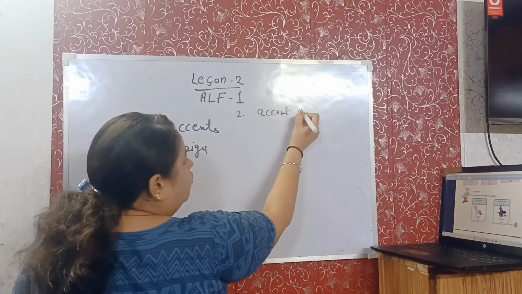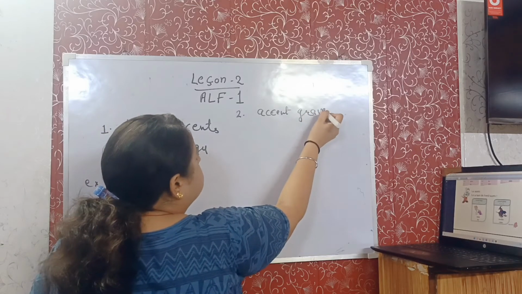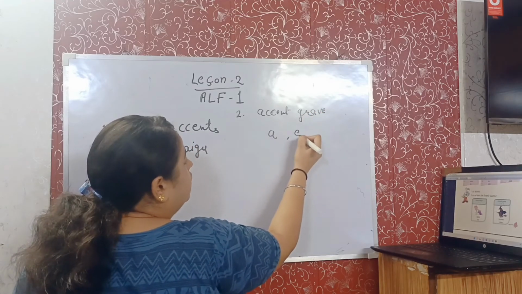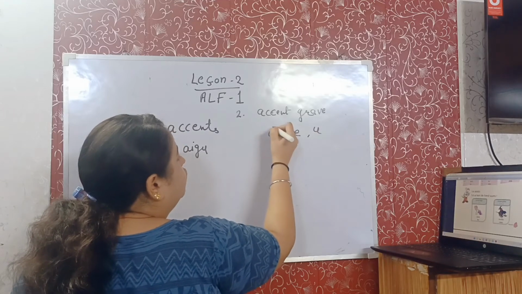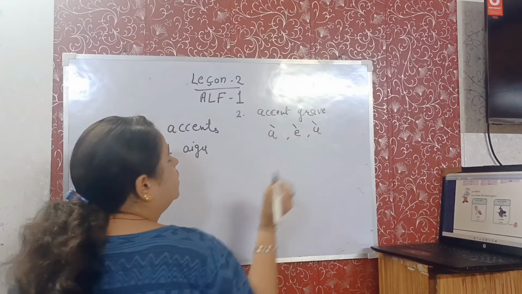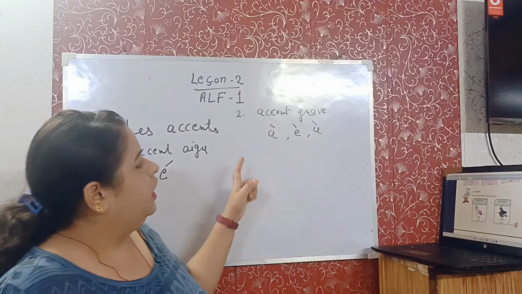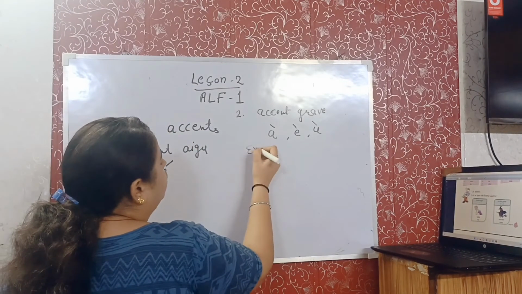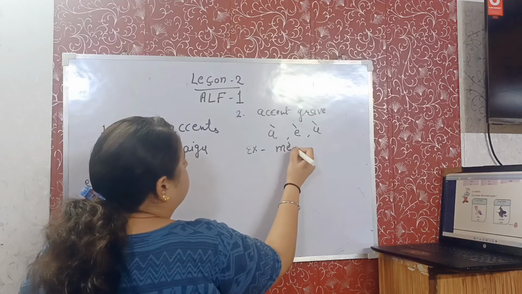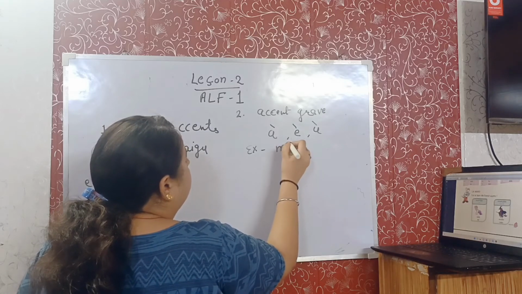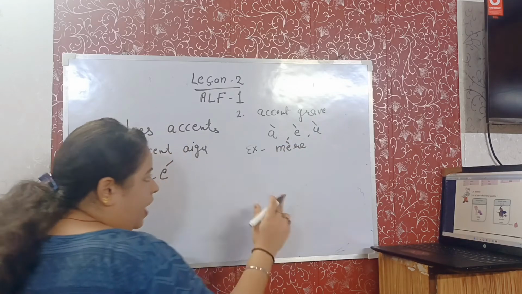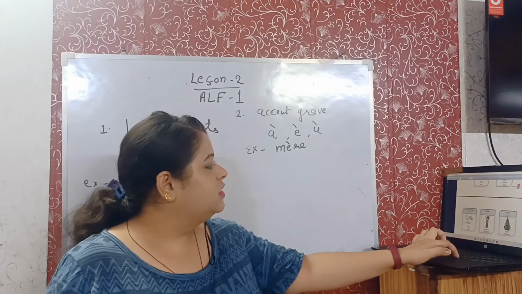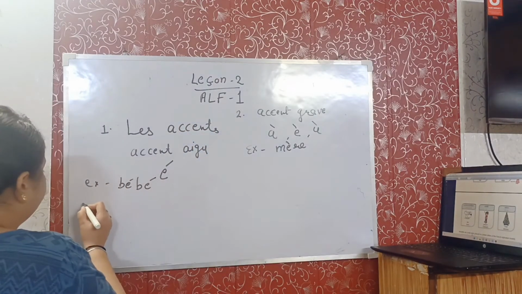The second accent is accent grave. Accent grave comes on A, E and U, and it looks like this. The example of this is mère, E with an accent grave. Mère is called mother.